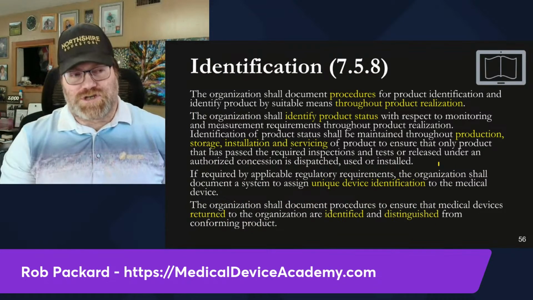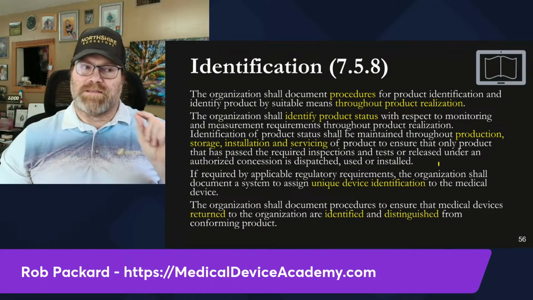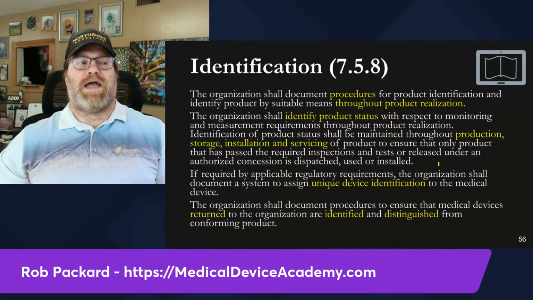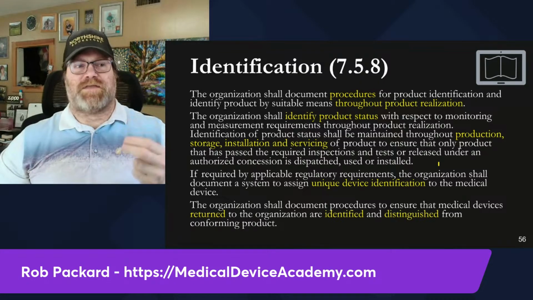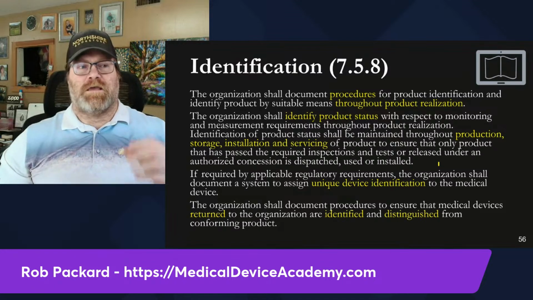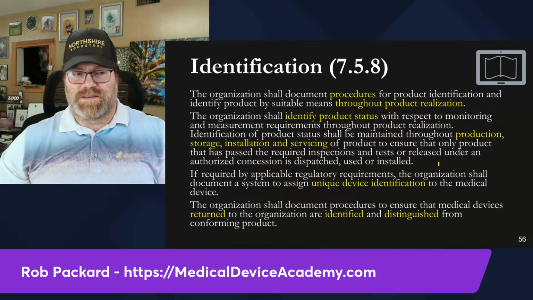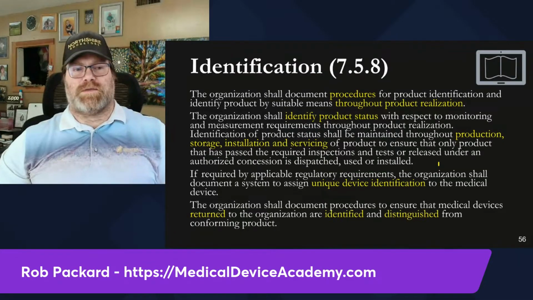For identification, we have not only lot numbers and serial numbers, but we also have the status of things. You have to identify the status throughout the product realization process, especially with regard to monitoring and measuring or inspection. So make sure that you're doing that.